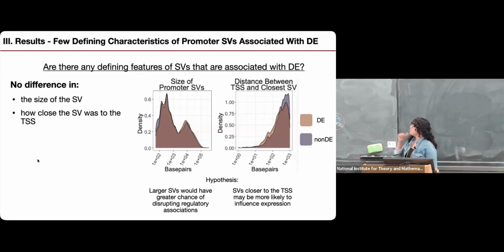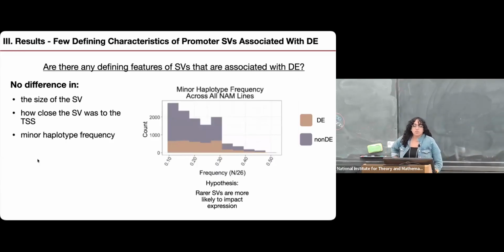But we found no difference between promoter SVs that were associated with differential expression and those that were not associated with differential expression. We also looked at the frequency of the promoter SV within the population, as we hypothesized that perhaps rarer SVs would be more likely to impact expression. But once again, we found no difference between SVs that were associated with DE and those that were not.